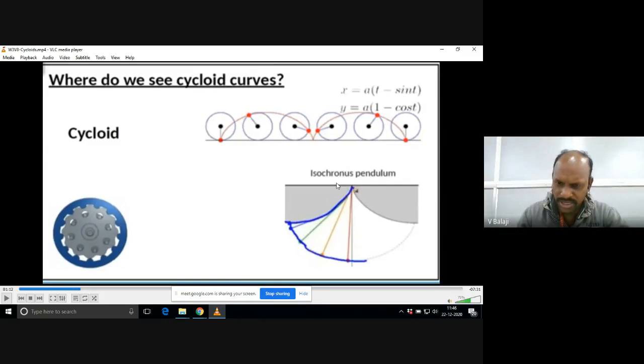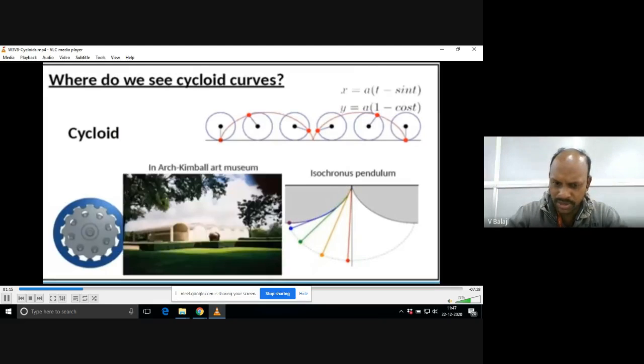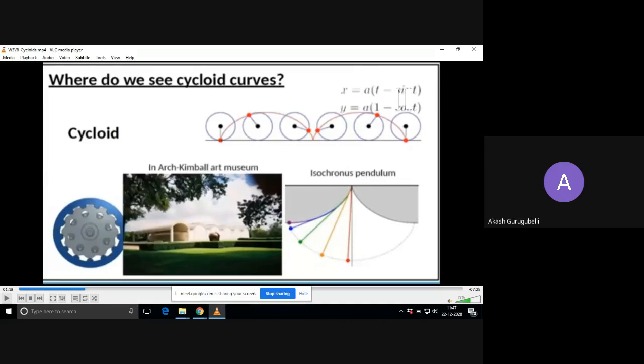Now you can see the isochronous pendulum. The pendulum is oscillating from two extremes, right? One extreme here, then it moves towards the other side. If you look carefully at the particular string, it will have a path of a cycloidal curve. So isochronous pendulum, mechanical gears, like that you can find so many other applications. Sir, and cycloid is a semicircular, sir.